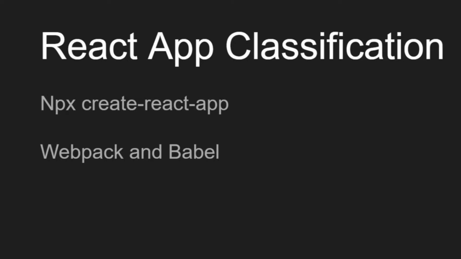All this information is available in the Webpack and Babel way of creation. So I have classified React app creation into two: one is through the npx create-react-app command, and another way is through Webpack and Babel. The reason is that each and every way of creating a React app has its own importance, which we are going to see in our next slide.